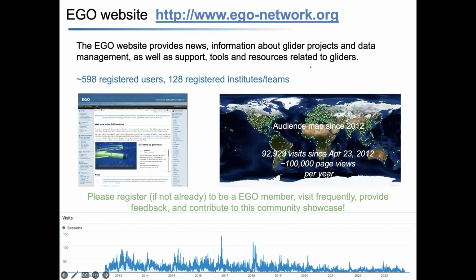And so there is the map. There is a unique dot per city once one person from this city has visited the website. There are about 100,000 visits over the last 10 years. The visits were probably a higher number at the beginning, but it's still some activity, as you can see on the time series at the bottom of the page. It provides news, information about glider projects, data management, and also support tools and resources related to gliders.